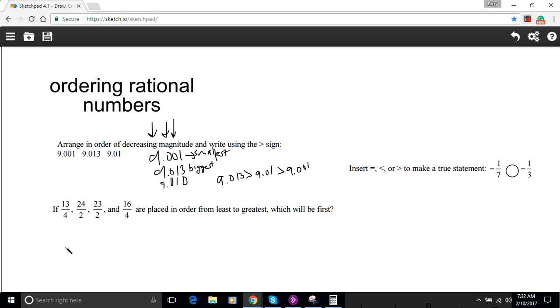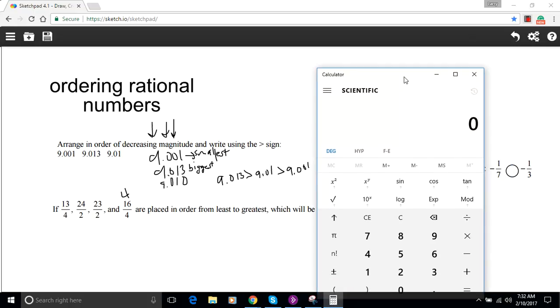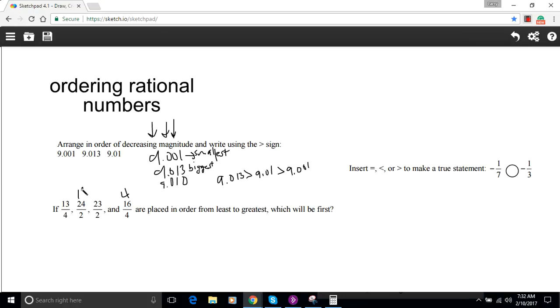Okay, let's try another one. This one has fractions, and fractions can be tricky. It's hard to see sometimes whether something like 23 halves is really bigger than 13 fourths. The secret is you can always use a calculator here. First of all, 16 fourths, that's 16 divided by 4, that's just 4. So that one's pretty easy to figure out. But these others, why not pull out a calculator here? I guess actually 24 divided by 2, that's 12.